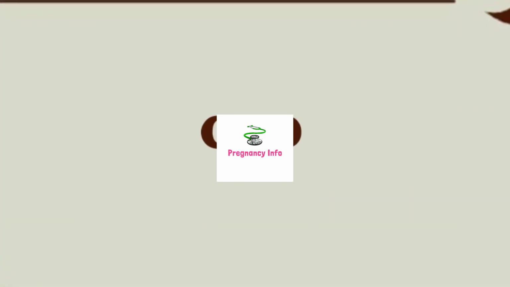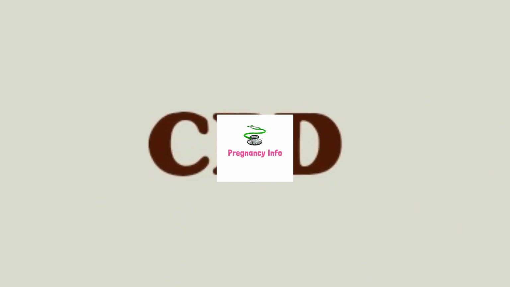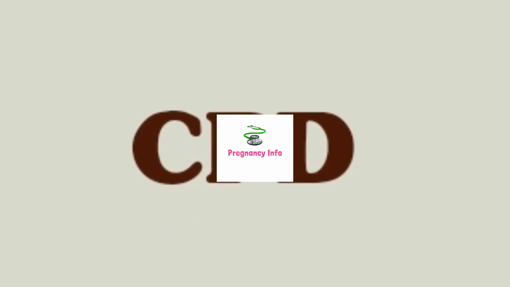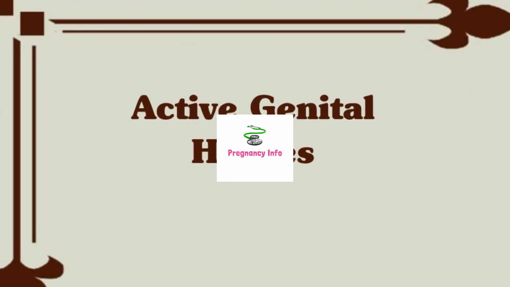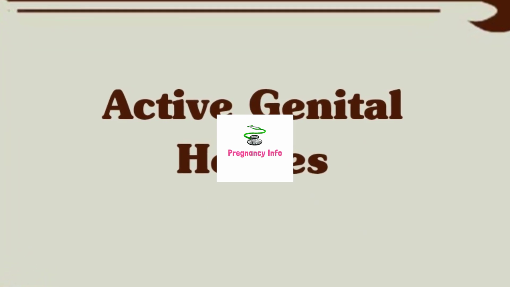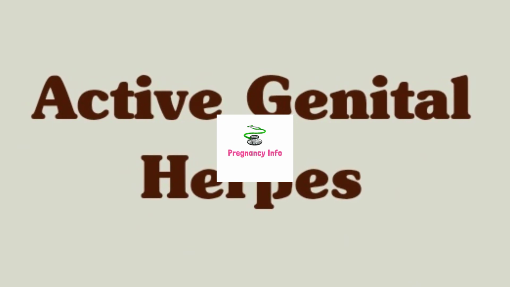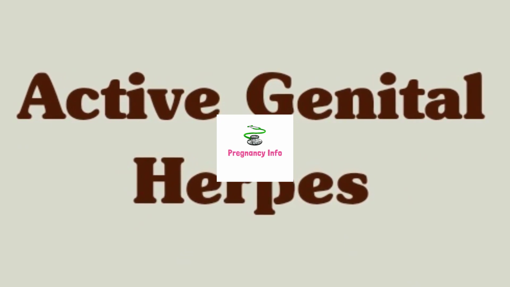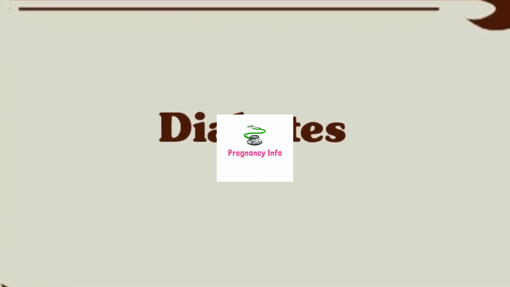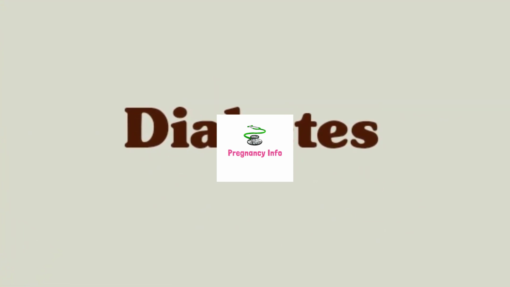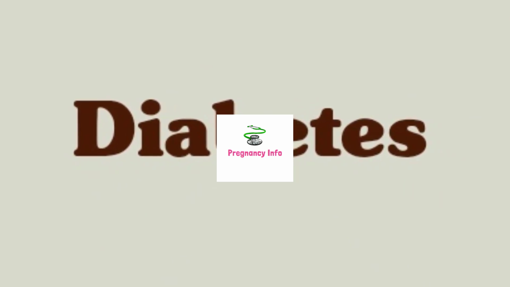Cephalopelvic disproportion. A true diagnosis of CPD occurs when a baby's head is too large or a mother's pelvis is too small to allow the baby to pass through. Active genital herpes. If the mother has an active outbreak of genital herpes, a cesarean may be scheduled to prevent the baby from being exposed to the virus while passing through the birth canal. Diabetes. If you develop gestational diabetes or you are diabetic during the pregnancy, you may have a large baby or other complications. This increases your chance of having a cesarean.